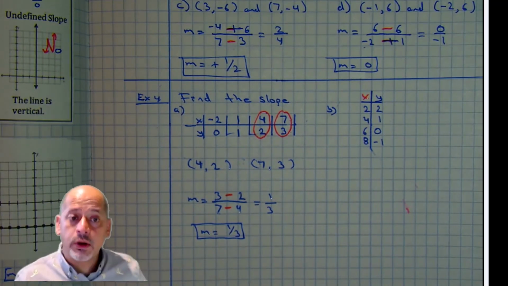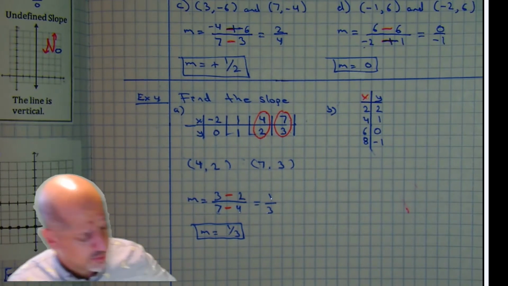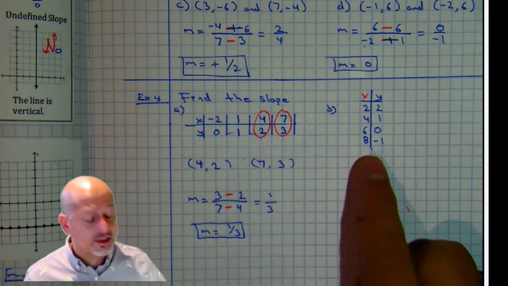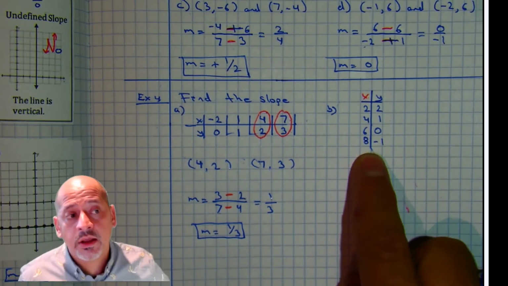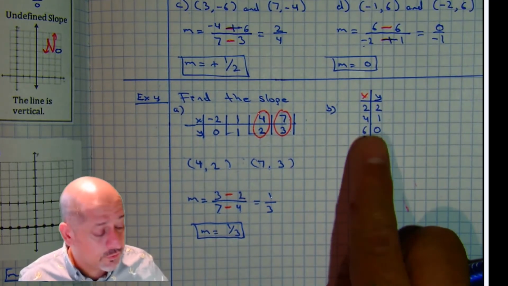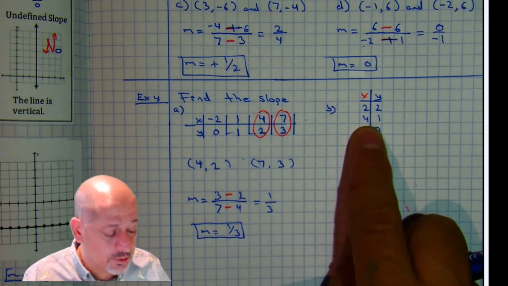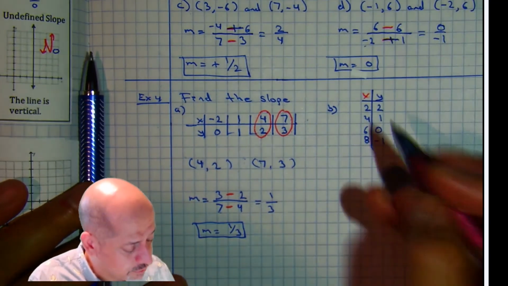I'll let you try the second one. Let's choose the points together so that we get the same process. The answer will be the same. So if you want to choose the first one and the last one, you get the same answer. Or if you want the second one and the last one, you get the same answer. Or if you want the first one and the second one, you get the same answer. I might use the first one and second one. I think those are easier numbers to deal with.